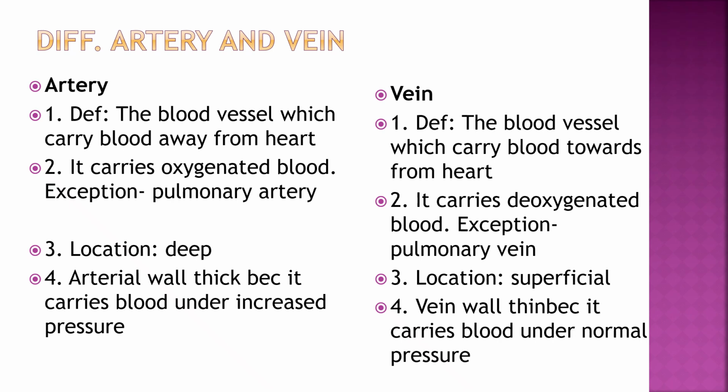Arteries are deep in location, veins are superficial. Artery wall is thick because it carries blood under increased pressure, and vein wall is thin because it carries blood under normal pressure. So arterial blood collection is used for the blood gas analysis, and mainly radial artery is used, and veins are superficial, so easily we can do collection for all biochemical and serological testing.